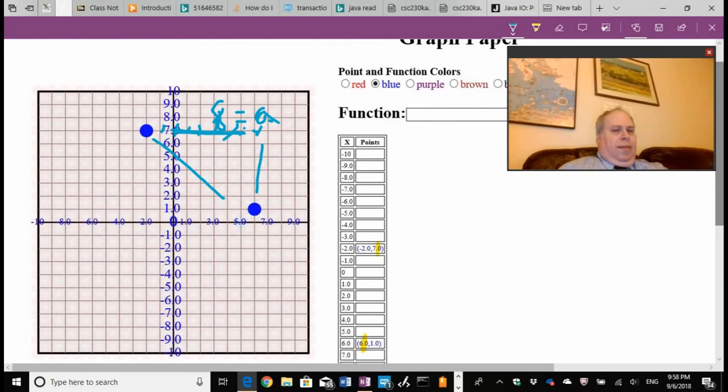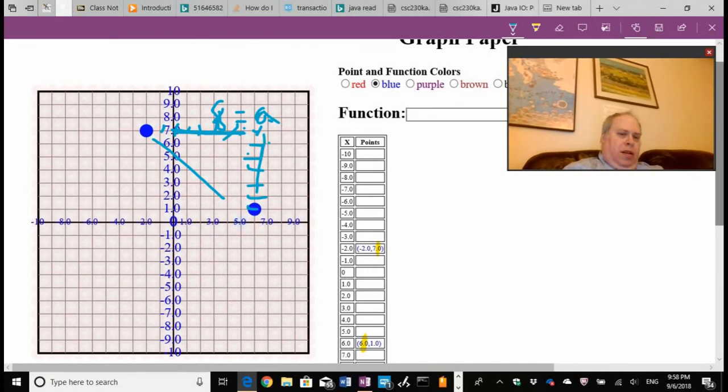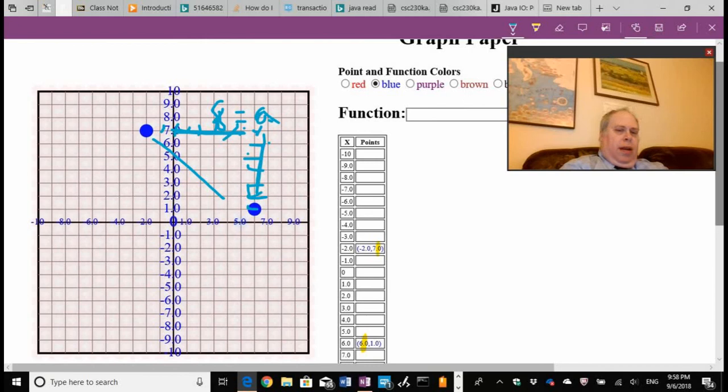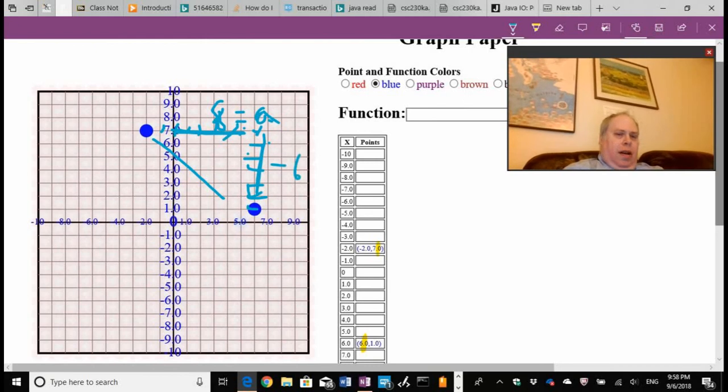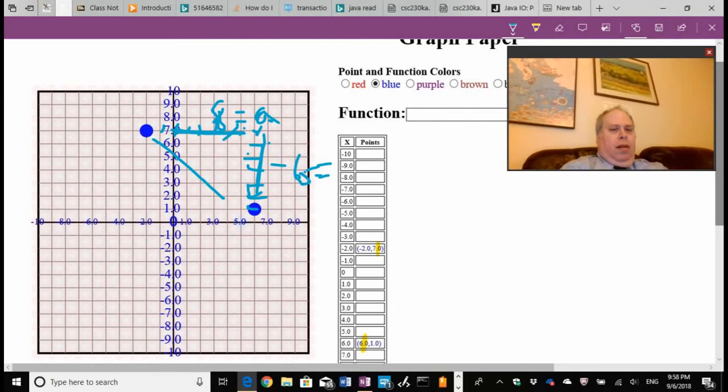Now this distance going down is 1, 2, 3, 4, 5, 6. So they're going down 6, and I'm going to say this is -6, and that's going to equal b. So we have 8 is a and -6 is b.